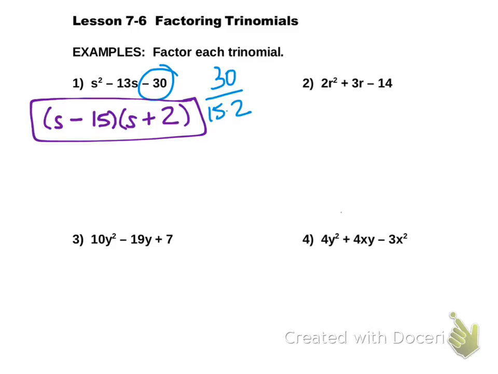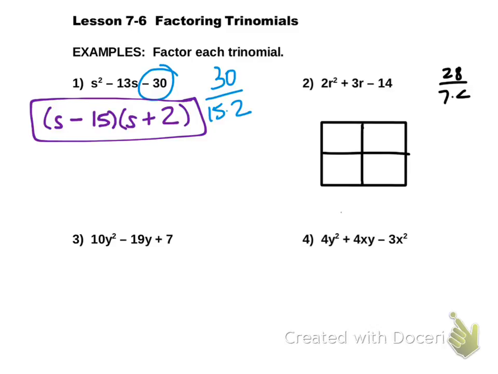All right, so then on this one, remember, we have a 2 in front of our square term, so therefore we're going to do the box method. That's when we do the boxes, when that square term coefficient is not 1. Here we have factors of 28 that subtract to get me to 3, which would be 7 times 4. So I have 2r squared and minus 14, and then I have 7r and 4r. The smaller one needs to be minus, the larger one needs to be plus, because they get this sign right there.